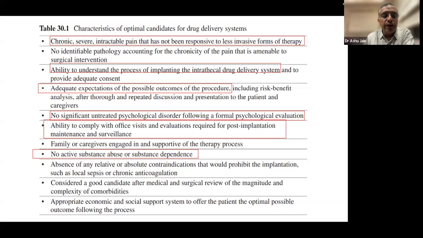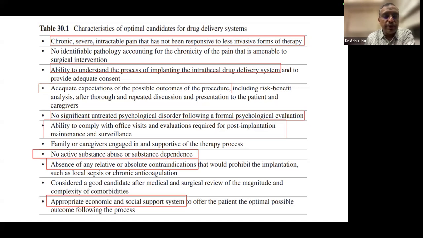And as I told you, no active substance abuse and dependence should be there. And we have already talked about local sepsis or UTI and any other sepsis, and chronic anticoagulation should be handled carefully, because that can cause serious hematomas in the CNS. So that is an important thing.